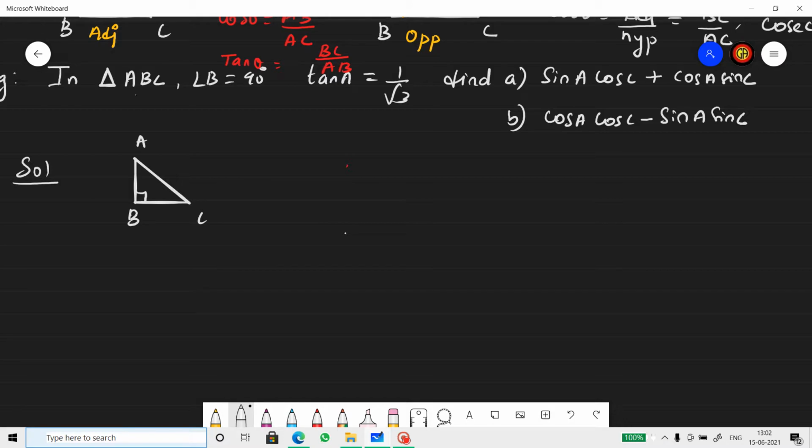In triangle ABC, angle B is 90. Tan A is given as 1 by root 3. What does tan A mean? The theta is at A, right? So BC will be called the opposite side. AB is the adjacent side, and this is definitely the hypotenuse. Now, tan A is opposite by adjacent.